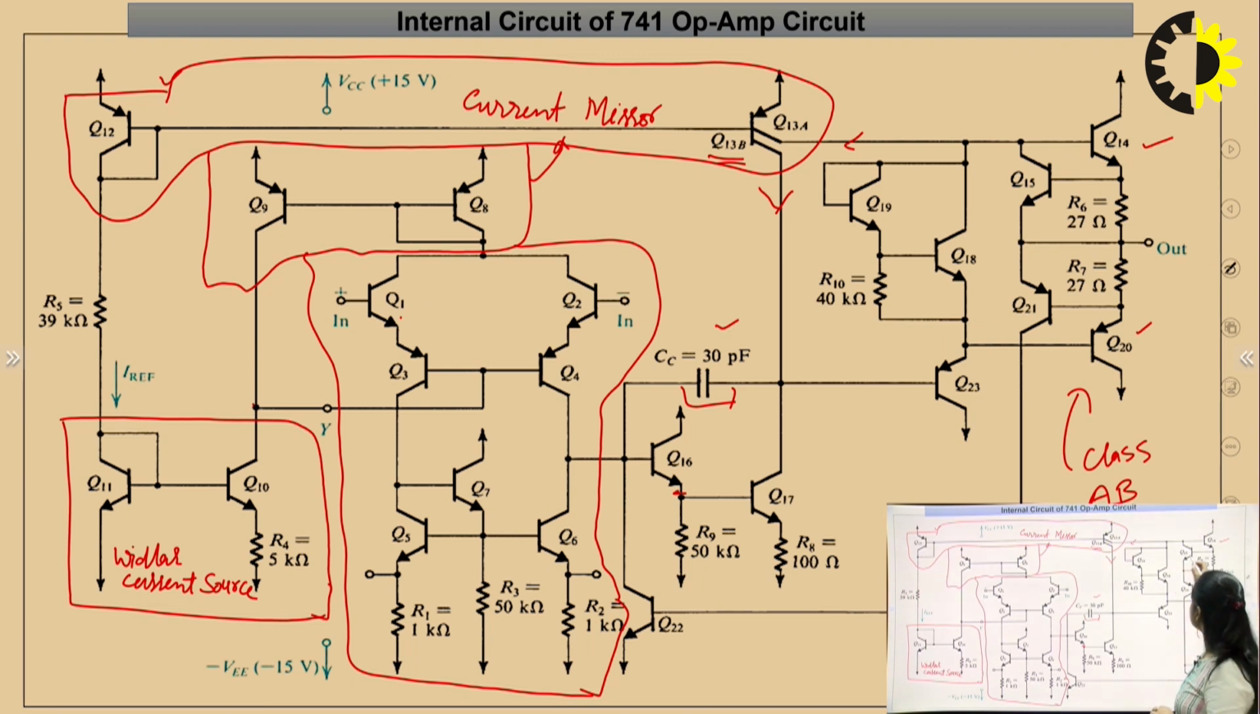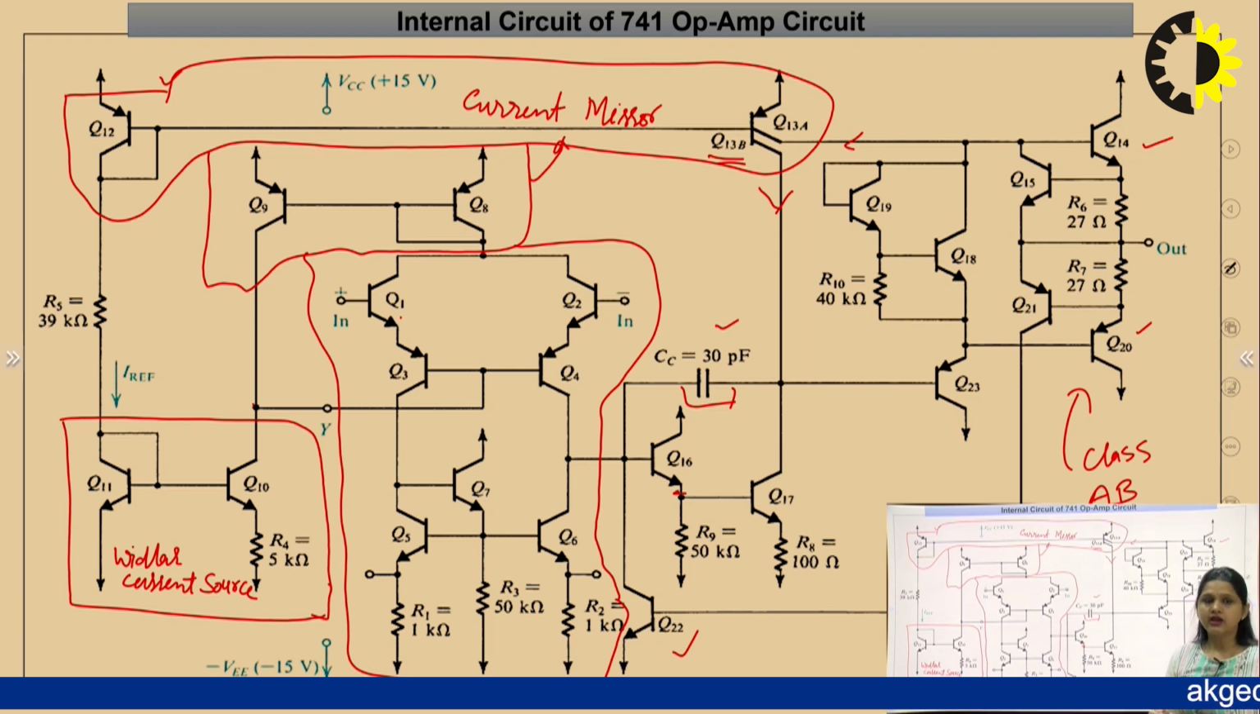Now, the remaining circuit: Q15, Q21, Q24 and Q22. These transistors along with the R6 and R7 resistors are used to protect our IC from short circuit. So, if there is any short circuiting in the IC, then these transistors will turn on and protect our IC from damage. Otherwise, these transistors are in the off state. So, always these transistors Q15, Q21, Q24 and Q22 are off.